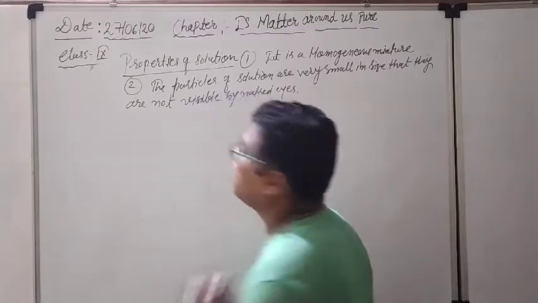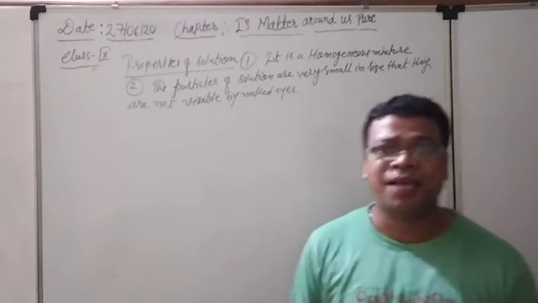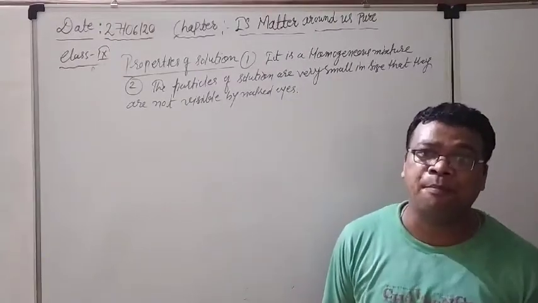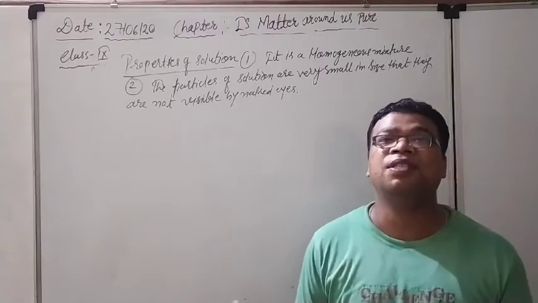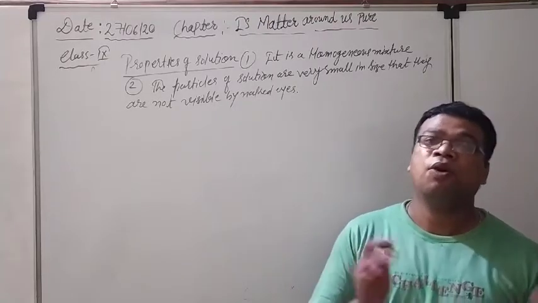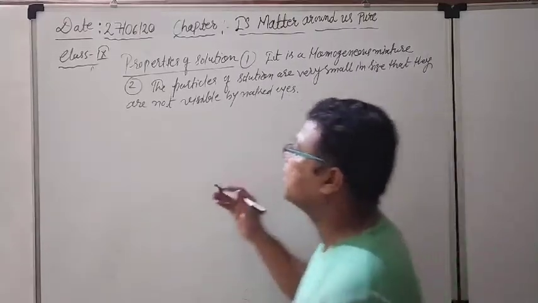So what is the second property? Actually, the particles of the solution are very small in size, and that's why they are not seen by the naked eye. We cannot see them. These are invisible. Why does this happen? Because the particles are evenly distributed with the solvent.